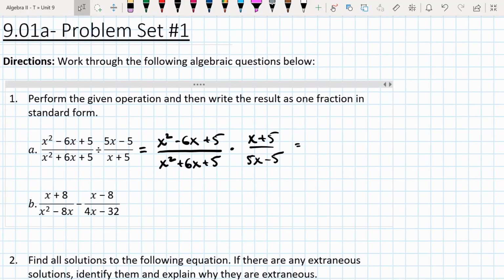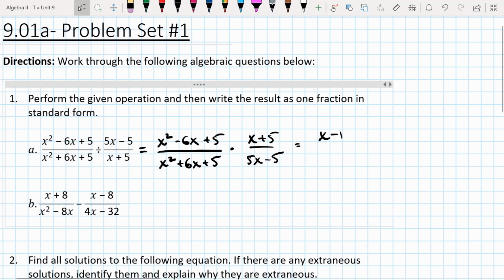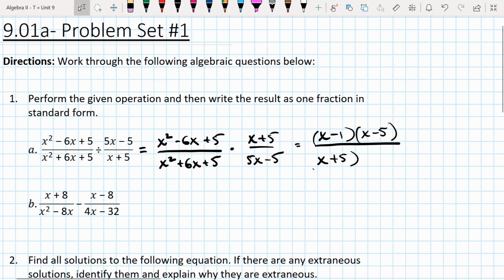So what I'm going to do here is factor each term. So x squared minus 6x plus 5. You guys should know how to factor this. x minus 1 times x minus 5 over x squared plus 6x plus 5. It's going to be x plus 5, x plus 1. And we're going to multiply this by x plus 5 over, and we can factor a 5 out of the denominator of the second term, 5 times x minus 1.